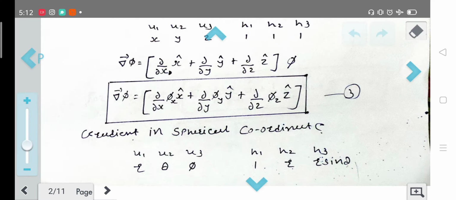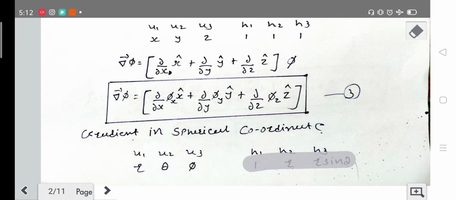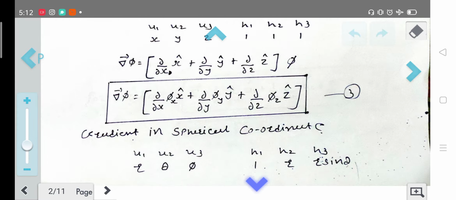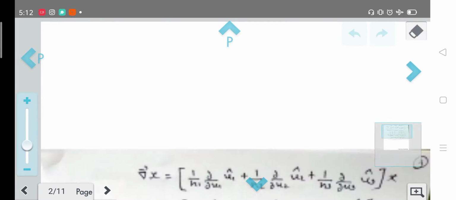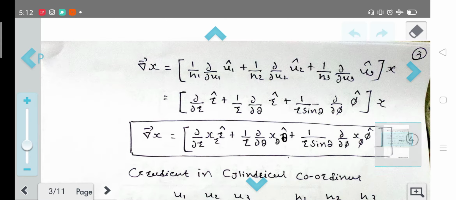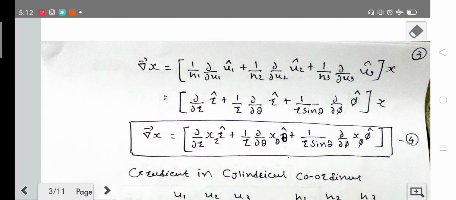Okay, now let's talk about the gradient in spherical coordinate system. We know the coordinates r, theta and phi, and corresponding values of h are 1, r and r sine theta. So let's consider first the generalized formula, which will be 1 upon h1 del by del u1 cap plus 1 upon h2 del by del u2 cap plus 1 upon h3 del by del u3 cap, and we are going to consider here x as a scalar quantity.